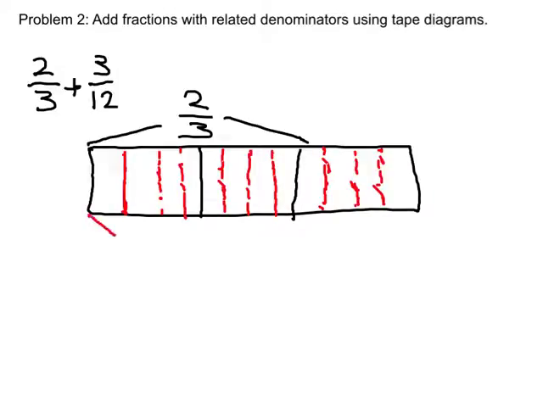And this would be 3/12. Well, I'm going to keep the 3/12. 3/12 plus, now I have to know how many 12ths would be in 2/3. So let's count. We know we're going to go from here. 1, 2, 3, 4, 5, 6, 7, 8.